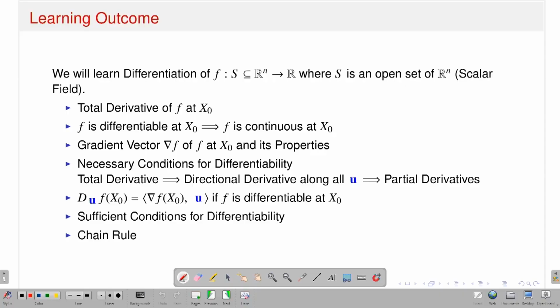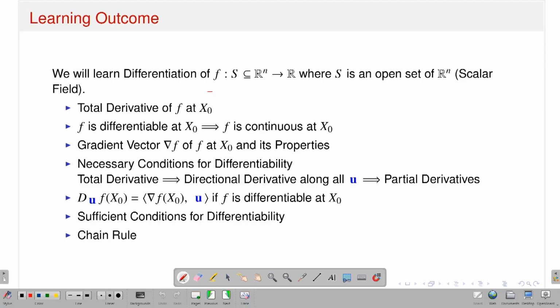I am not interested in seeing the changes of my point in one direction only. I would like to see the changes of x naught in any direction. And that brings you the concept of what is called the total derivative. That is very strong. Once I have the existence of the total derivative, it will automatically imply the existence of directional derivatives and of partial derivatives. That is the major part. But before that, let us see what the learning outcomes are from now on.